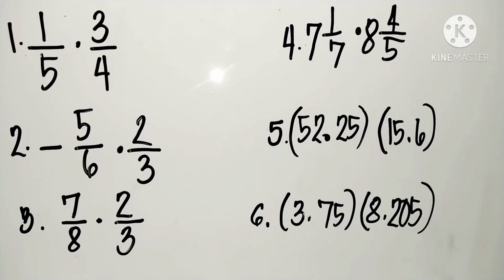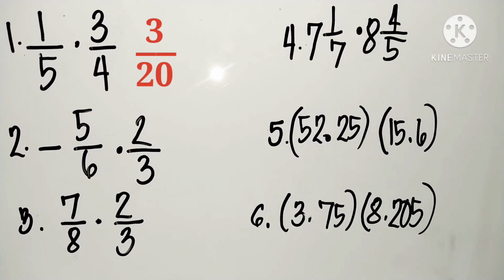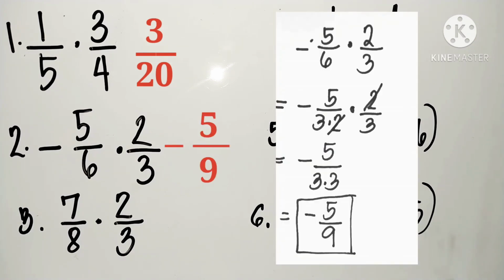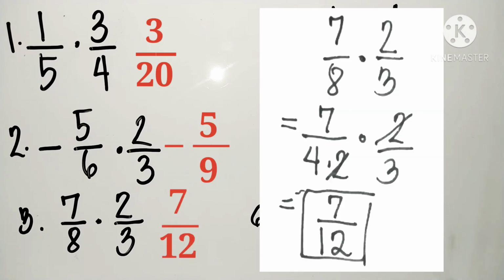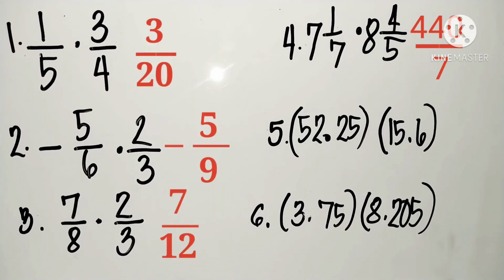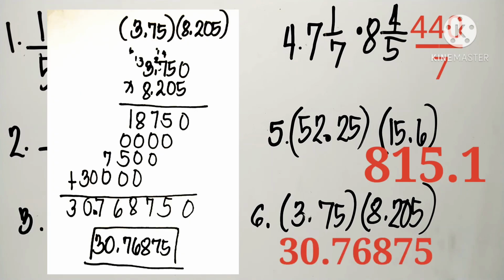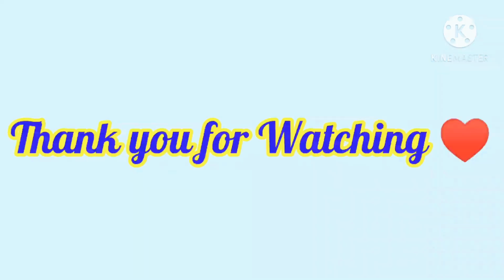Let's check number 1. The answer is 3 over 20. Number 2, negative 5 over 9. Number 3, 7 over 12. Number 4, 440 over 7. Or 62 and 6 over 7. Number 5, 815 and 1/10. Number 6, 30 and 76,875 hundred-thousandths.